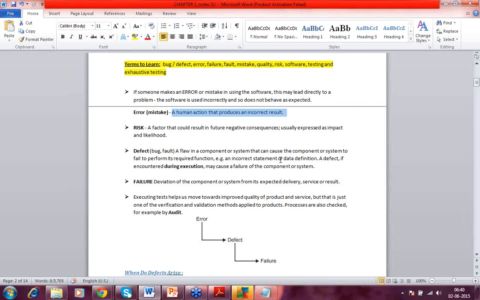And a defect is nothing but some kind of fault or bug in the system that will result in unexpected behavior of the system. It's not going to work as expected, and that is a failure of the system. So this is the sequence flow: somebody makes a mistake, that results in a defect, and that results in an overall failure of the system. Okay, so let's park it here.